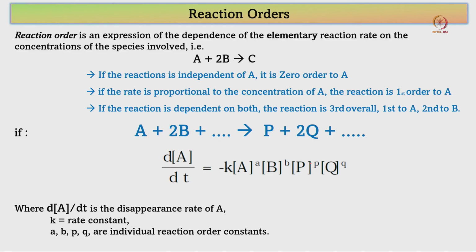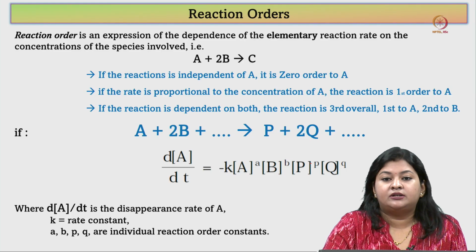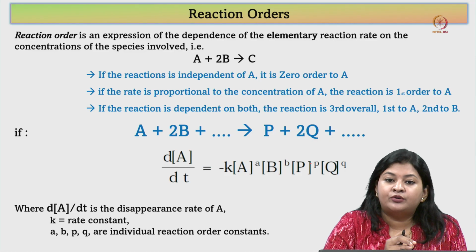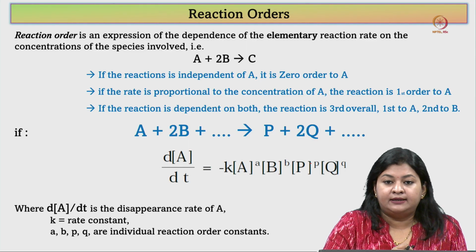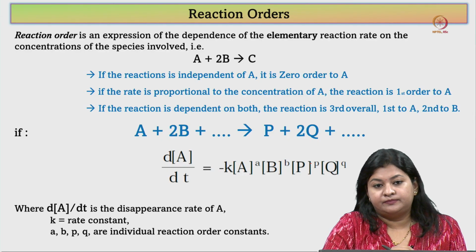Now, reaction order is an expression of the dependence of the elementary reaction rate on the concentration of the species involved. What does it mean? Like whether a particular reaction is dependent on the concentration of a particular product or a reactant, that is what we are trying to search. That is called the reaction order.